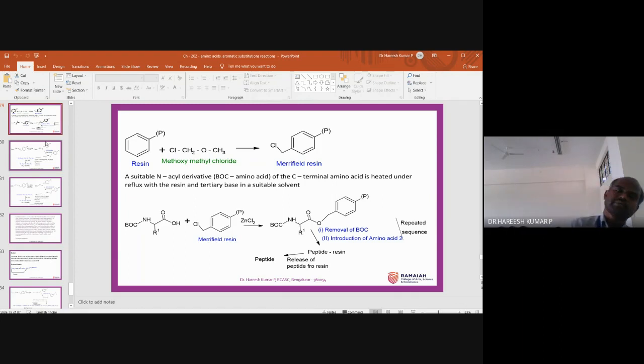So what is the principle involved here? Look here, I'm taking this resin, and this will be the C-terminal end of the amino acid. When the C-terminal end of the amino acid is bound to the resin, the resin is not soluble in the solvent or any reaction media, but the amino acid part attached to the resin is soluble in the reaction media.